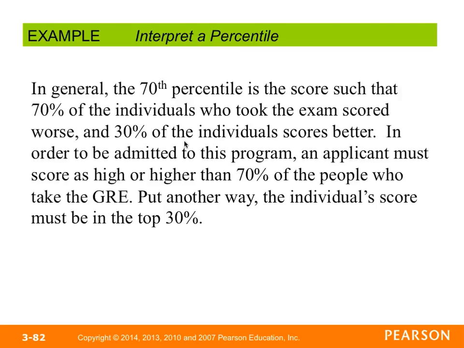So that means that in order to be admitted to the program that they were talking about, an applicant has to have scored as high or higher than 70% of the people who took the GRE, or put another way, they're in the top 30%. So when you're thinking about percentiles, the way to remember it is that if you're talking about a test score, you want a large percentile. You want as close to 100 as you can get. That means that you did very well comparatively.